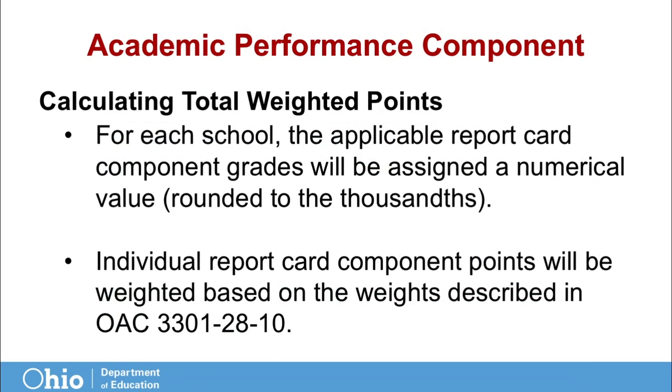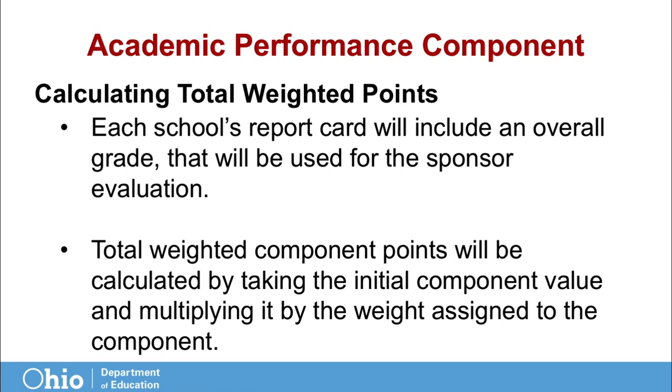For each school, the applicable report card component grades will be assigned a numerical value, rounded to the thousands, based on business rules outlined in the component grades technical documentation. In calculating the total academic performance component score for each school, individual component points will be weighted based on the weights described in Ohio Administrative Code 3301-28-10.